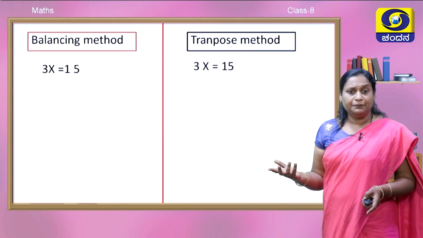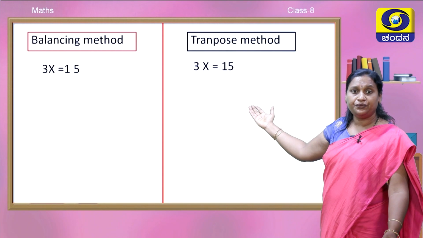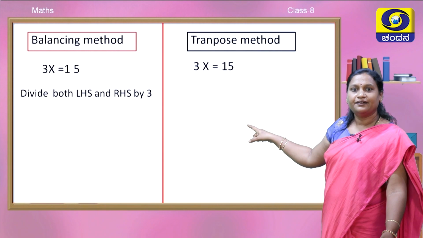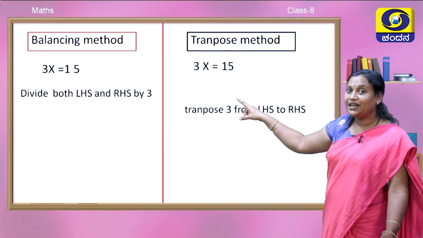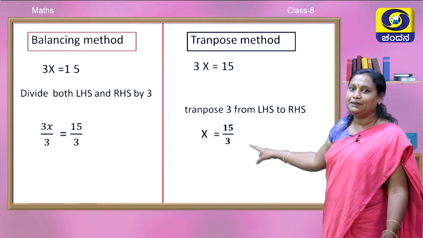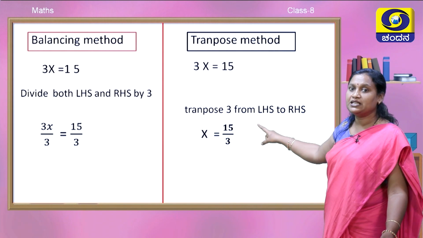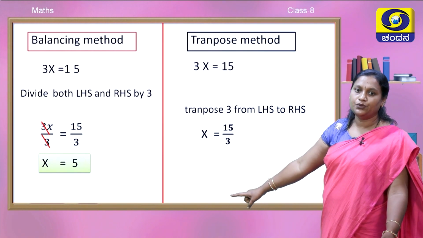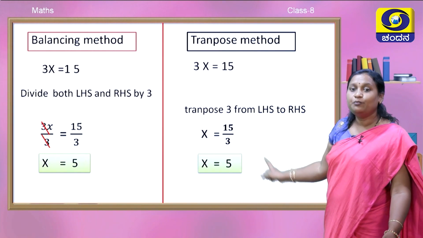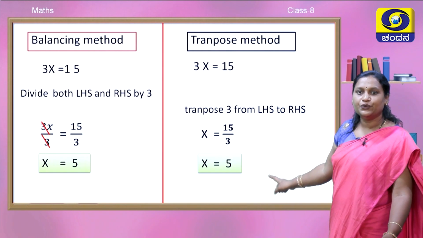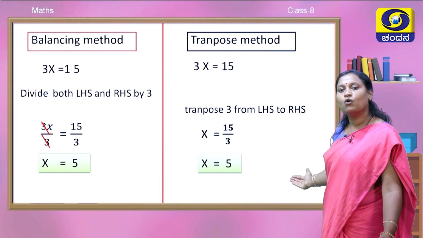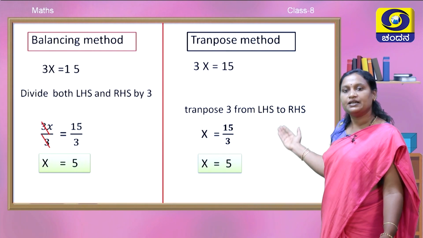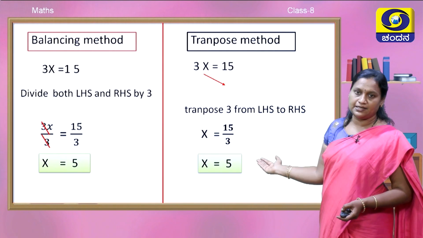If you have a multiplication like 3x is equal to 15, what will I do? I divide both the sides by 3, right? But here, what will I do? I cross multiply or I transpose 3 from LHS to RHS, and here 3 and 3 get cancelled. I get the value x is equal to 5. In both the methods, we get the same value, whereas transpose method is a more simplified method than balancing method. So, we generally use transpose method in 8th standard.